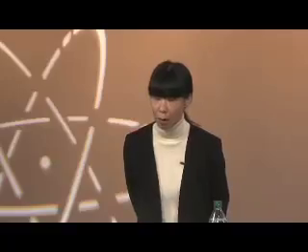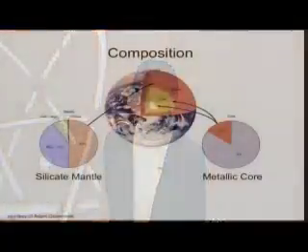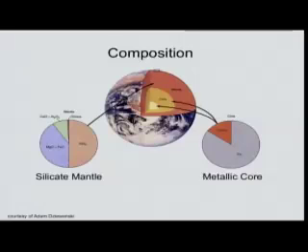So in terms of composition, we have what's called silicate mantle, or if you will, rocky mantle, sitting on top of metallic core. The core is made up mostly of iron with some other things mixed in there. Now, the core can be divided into two. One is the outer core, which is liquid, and the other is the solid inner core. And I'm going to talk a little bit about what happens in the outer core before I get into the inner core.